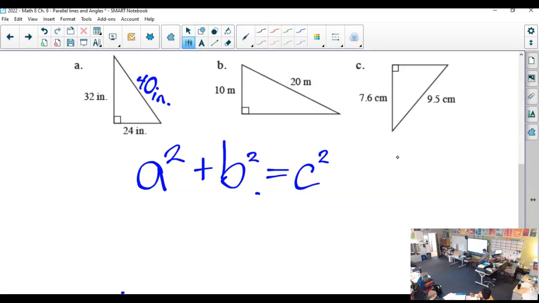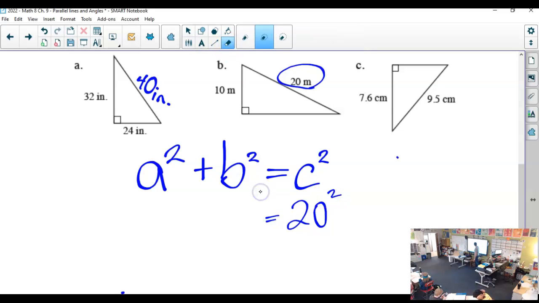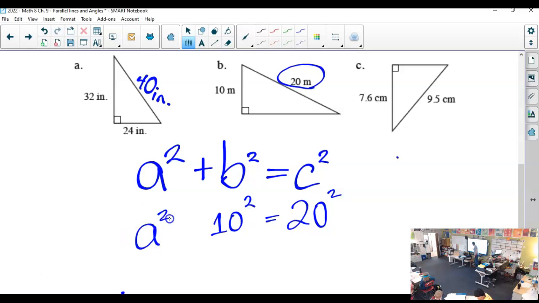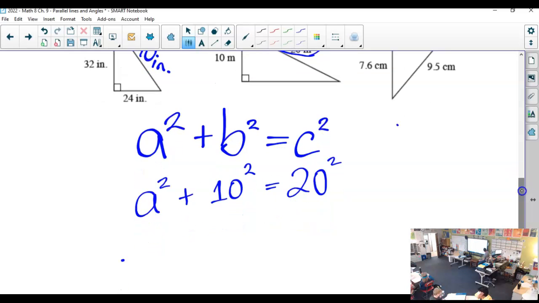So, it doesn't matter which is A and which is B. All that matters is which is C. So we would plug in 20 squared for C. Well, 20 for C, but then we got to square it. And then it doesn't matter which, but if you want to make the algebra easier, leave your unknown as your A squared. And why do that? Because then it makes more sense in your head for what we're going to do next. I've got A squared plus what's 10 squared? 100. What's 20 squared?